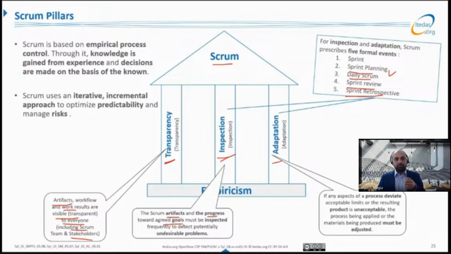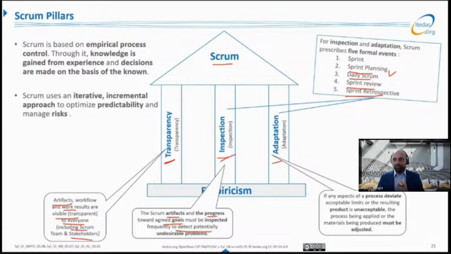So all those artifacts are transparent, and because they are transparent and because we are having these Scrum events, these Scrum events allow you to inspect these artifacts and progress on them, and they give you the opportunity to detect any potential undesirable problems associated with any of these artifacts.